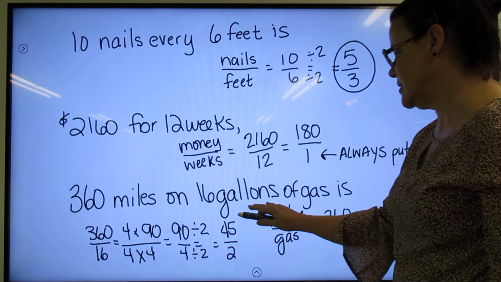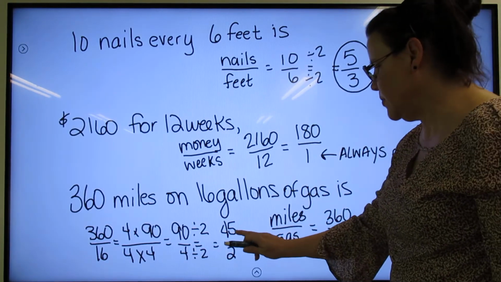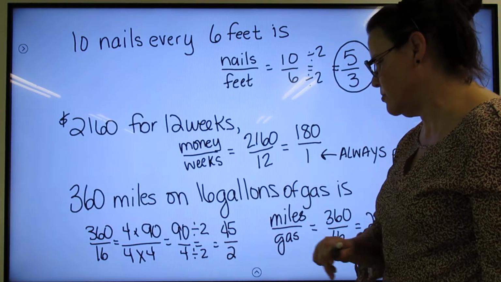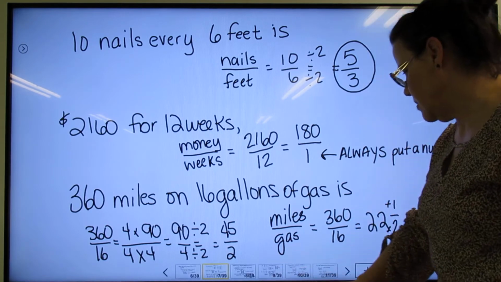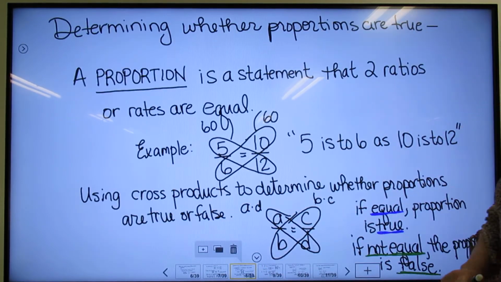360 miles on 16 gallons of gas. Well, it would be 45 miles to 2 gallons of gas, right? 45 miles to 2 gallons of gas. So, all right, let's see. What's next?